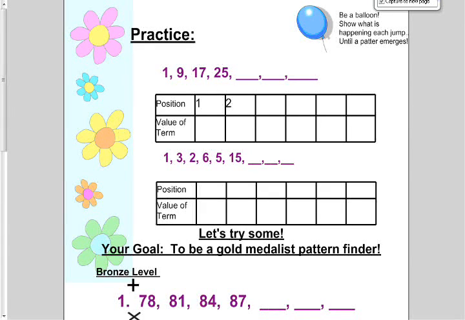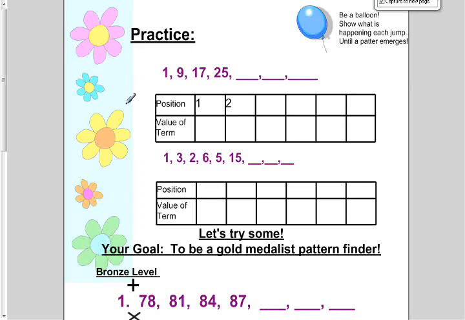All right. You have this sheet in your practice packet, so I'd like you to take that out and go ahead and do this with me. I want to look at how we can take a sequence like this, 1, 9, 17, 25, and put that into a table. You're going to see tables that look like this, where it says position and value of term. A lot of people don't understand what that means, so let me just show you.